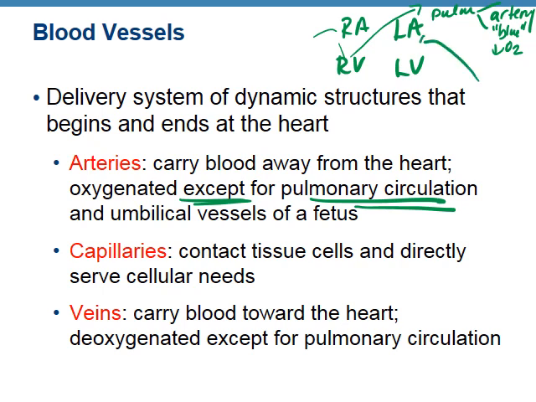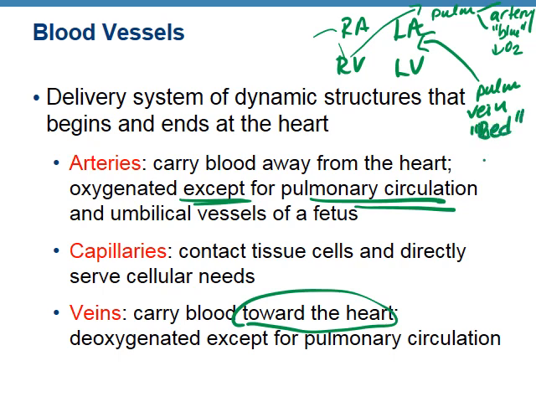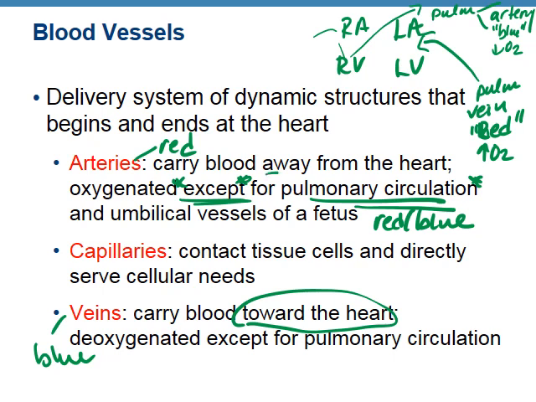And then if you remember what goes back to the left atrium, we have our pulmonary veins because it's going back towards the heart. But these are red and they are highly oxygenated because it just came from the lungs. So this is the only exception, pulmonary circulation, to the red-blue rule that we think about. So we usually think of arteries as red and veins as blue, but we do have some exceptions. The correct terminology is artery is away from the heart, vein is towards the heart.